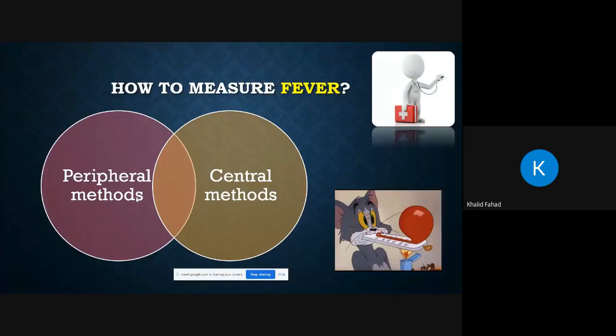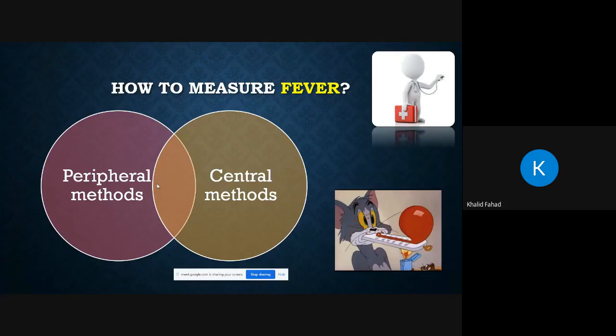Other methods, for example, the tympanic membrane, inserted in the ear, or the oral, which is the most common type, usually used to measure the body temperature. So the oral one, by oral thermometry, auxiliary, and tympanic membrane in the ears.